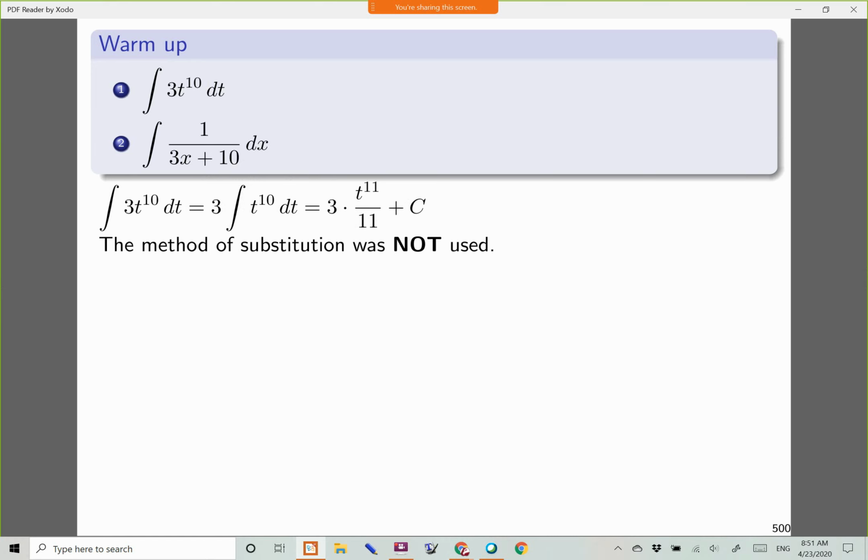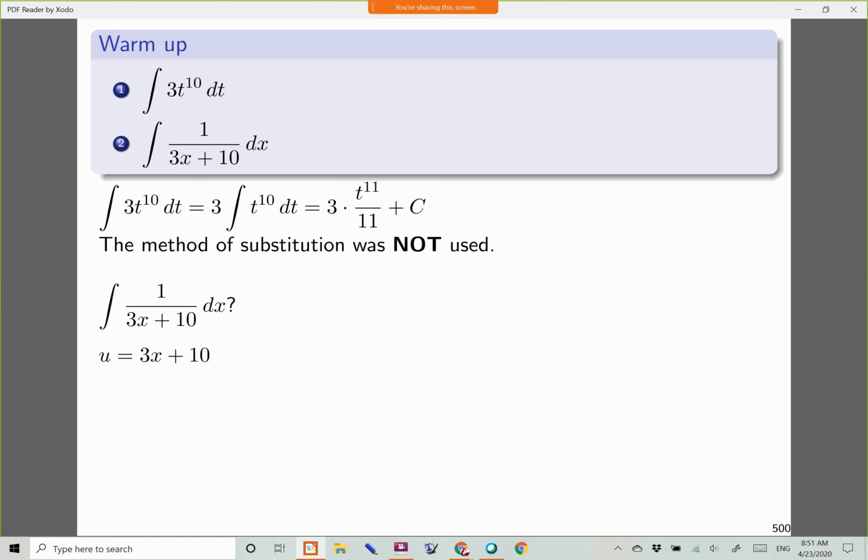For the second warm-up question, the antiderivative of 1 over 3x plus 10 dx, sometimes people try to do this without substitution, and if you think about it for a long time, it might be possible, but I don't think it's worth it. I think the thing to do here is a substitution for this second question. Trying to do this without substitution, people usually end up making a mistake. So we'll do u is equal to 3x plus 10.